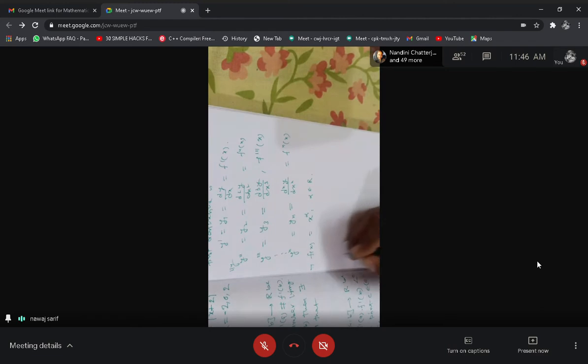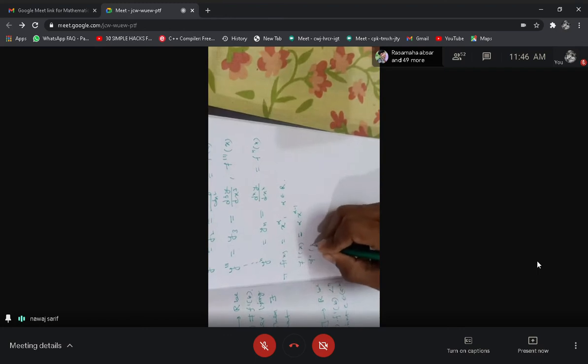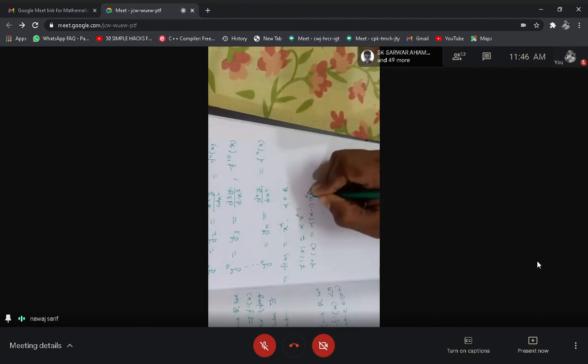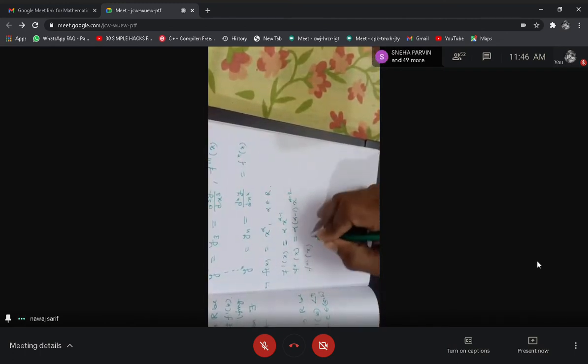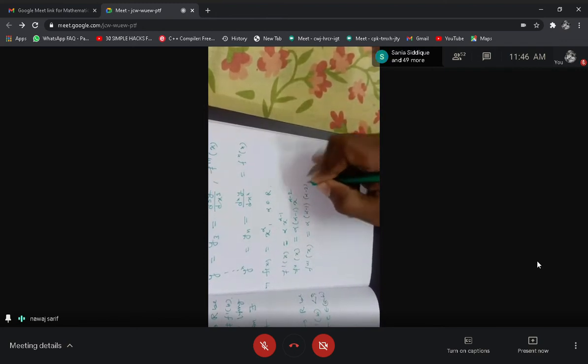How? First of all, find the first order derivative f dash x. What is f dash x? Alpha into x to the power alpha minus 1. And what is f double dash x? Alpha into alpha minus 1 into x to the power alpha minus 2. And f triple dash x is what? Alpha into alpha minus 1, alpha minus 2, and x to the power alpha minus 3.